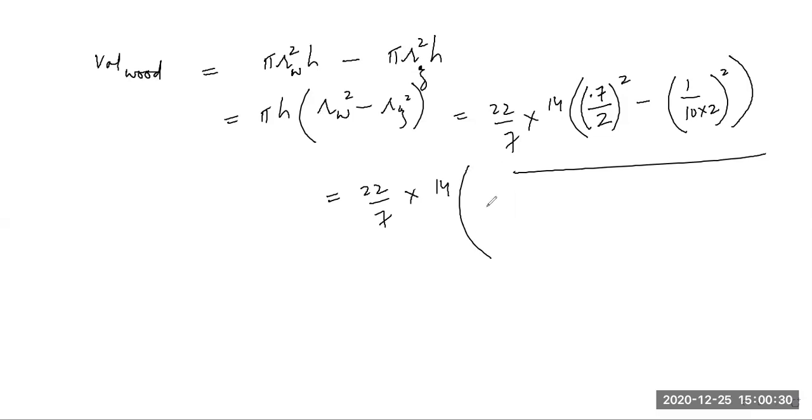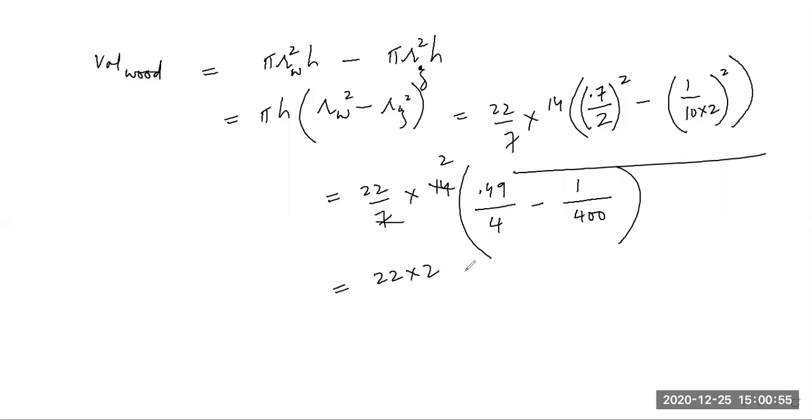So this will be equal to 7 7s are 49. 49 divided by 4 minus 1 divided by 20 square is 400. Is it right, students? Is it right or wrong? Correct. It's fine. So this is equal to 22 into 2.